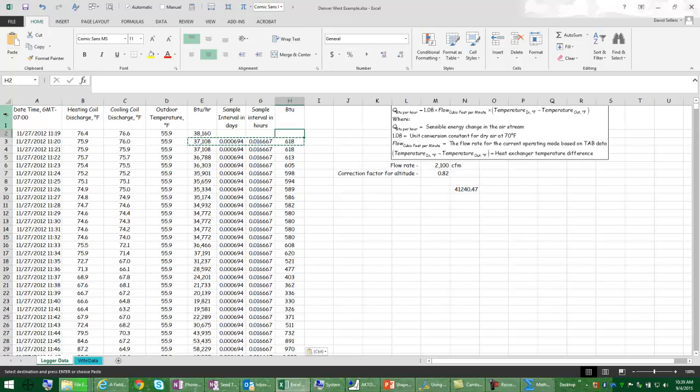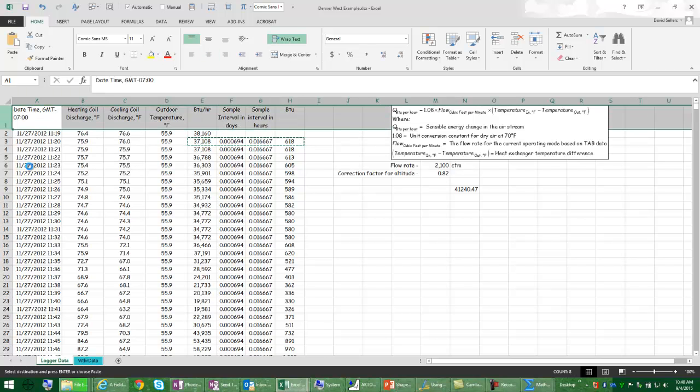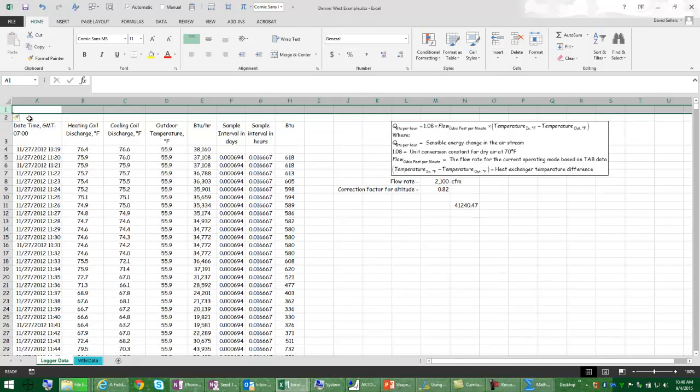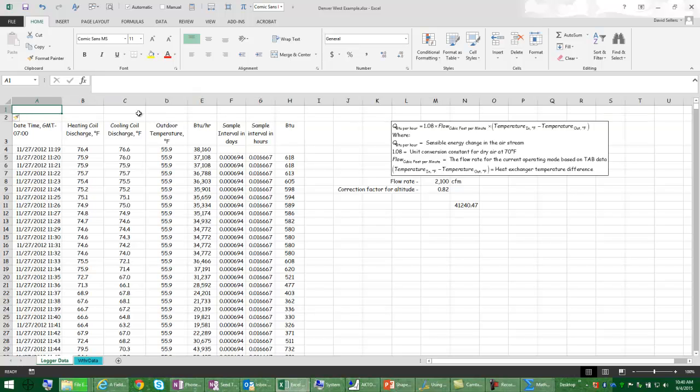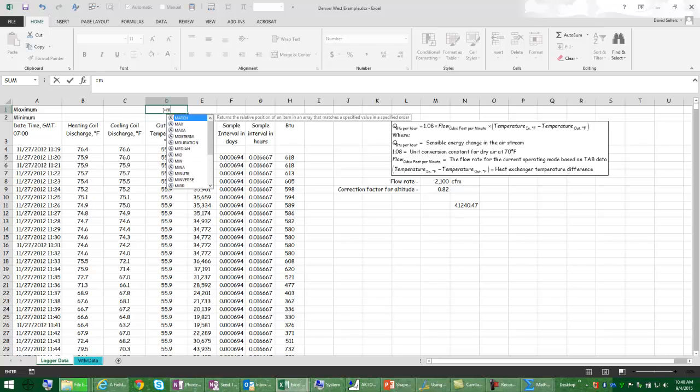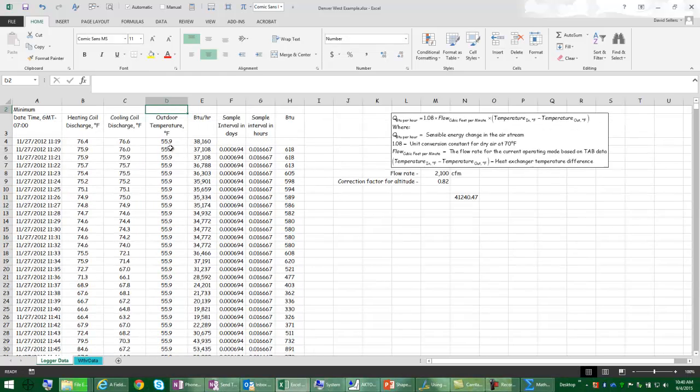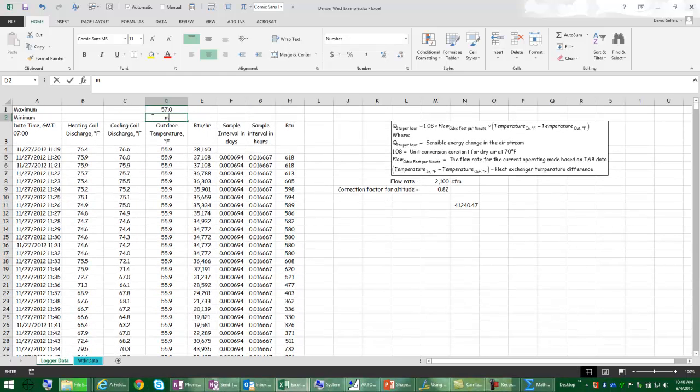And let me just show you a couple things here before I quit. I'm going to insert 2 rows. I want to look at the maximum and minimum outdoor air temperature which we saw during this data set. Minimum. Okay, and I showed you this technique on the other videos, so I'm just going to do it real quick. I'm going to pick max, and I'm going to look at this range. And I'm going to do the same thing, min.